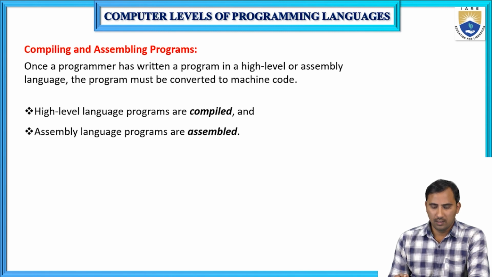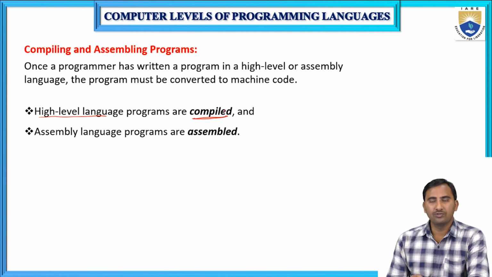So that means, suppose you have written a program using a high level language. That high level language should be converted into machine understandable language. This conversion will be done by a compiler. The compiler will convert the program from the high level language to machine understandable code. That is called a compiler.